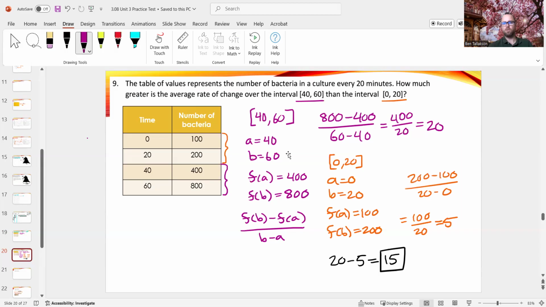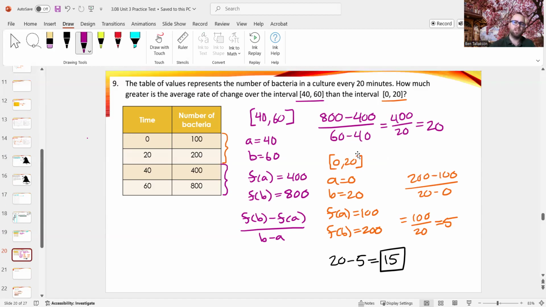Now we have all 4 pieces of information we need, and we plug them in to our formula to get this. Be very careful. Make sure you put your f of b before f of a and your b before a and your numerator and denominator in the correct places, meaning you're not mistaking maybe b minus a on top and vice versa. Just putting everything in the right place, right? After that, it's just subtraction and division. We find the average rate of change over the interval 40-60 is 20.